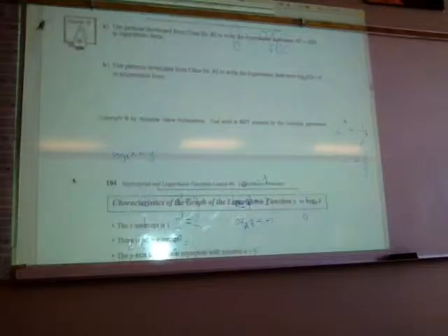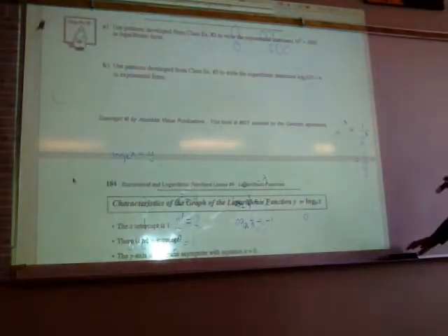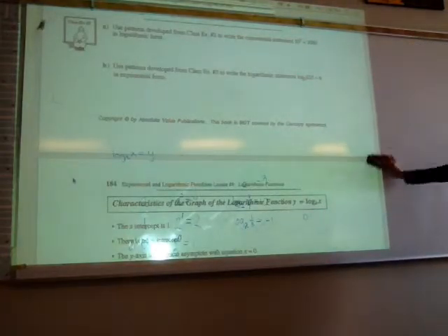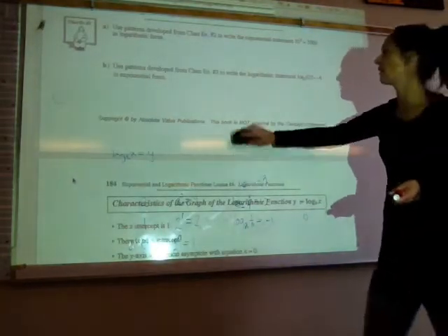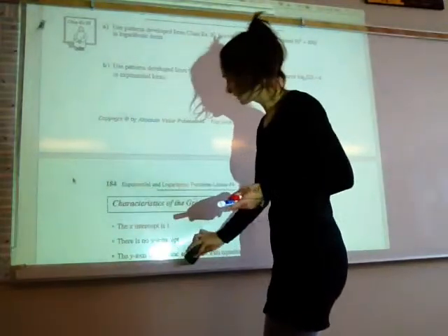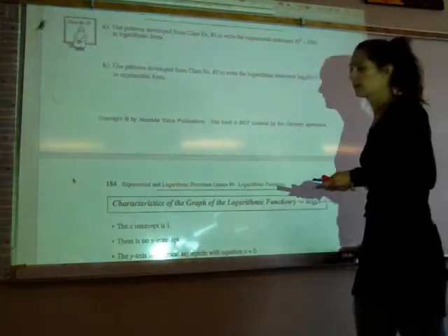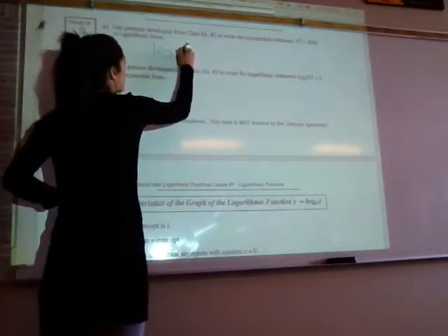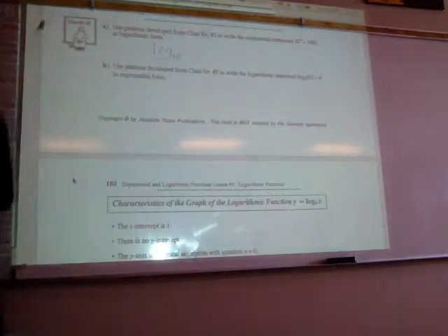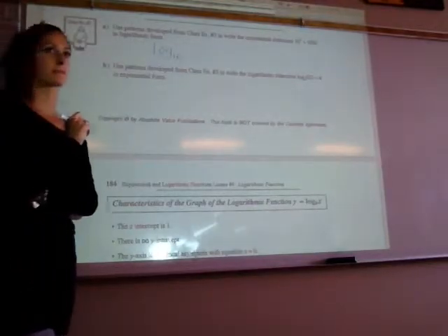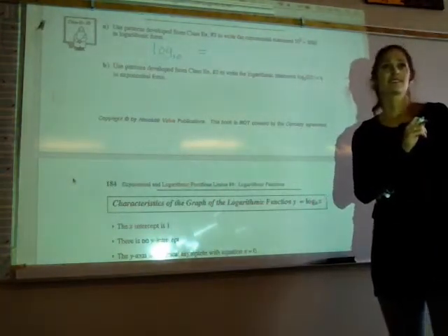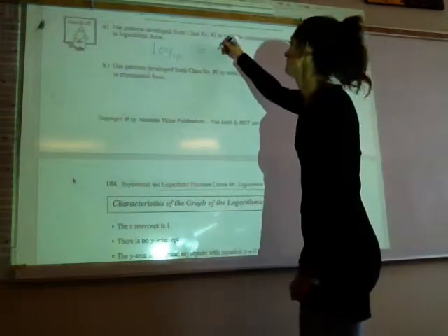So now that we've gotten the hang of it a little bit, we're going to try it with the exponential statement 10 to the power of 3 equals 1,000. Writing that in log form, who can tell me the base? 10. Good. So we have log base 10. What's our argument, or what's it going to be equal to maybe? So it's going to be equal to 1,000?